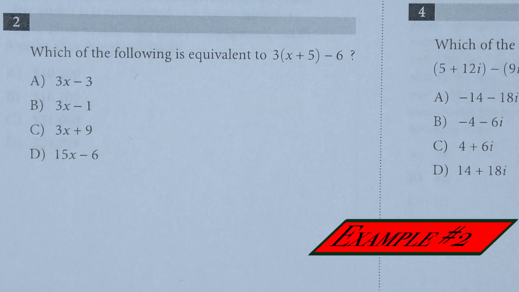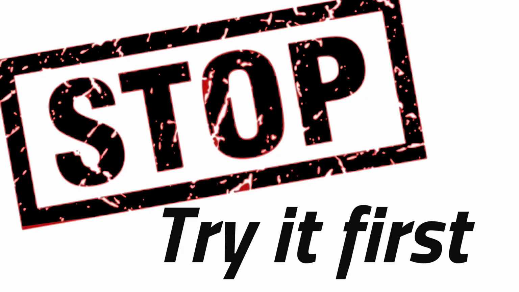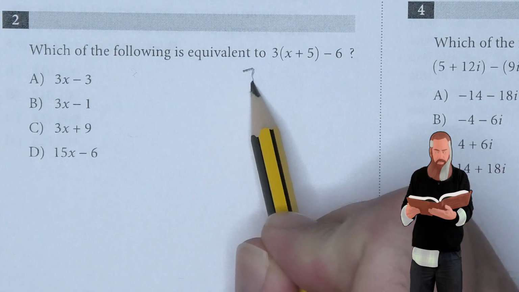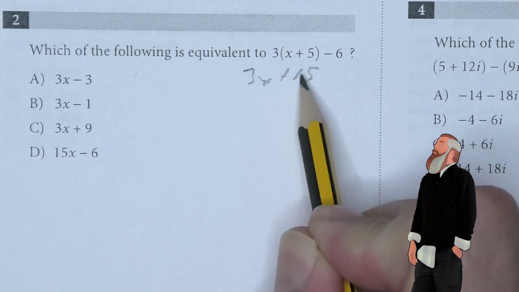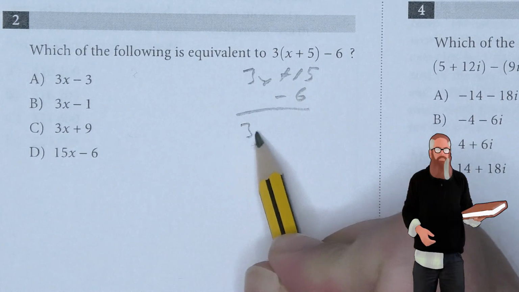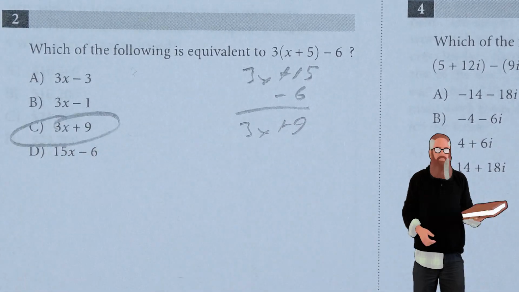Which of the following is equivalent to 3 times (x plus 5) minus 6? The first thing to do is to go ahead and get rid of these parentheses by distributing so that we get 3x plus 15, but we have a minus 6 to come from that 15. So we have 3x plus 9, which means C is the answer.